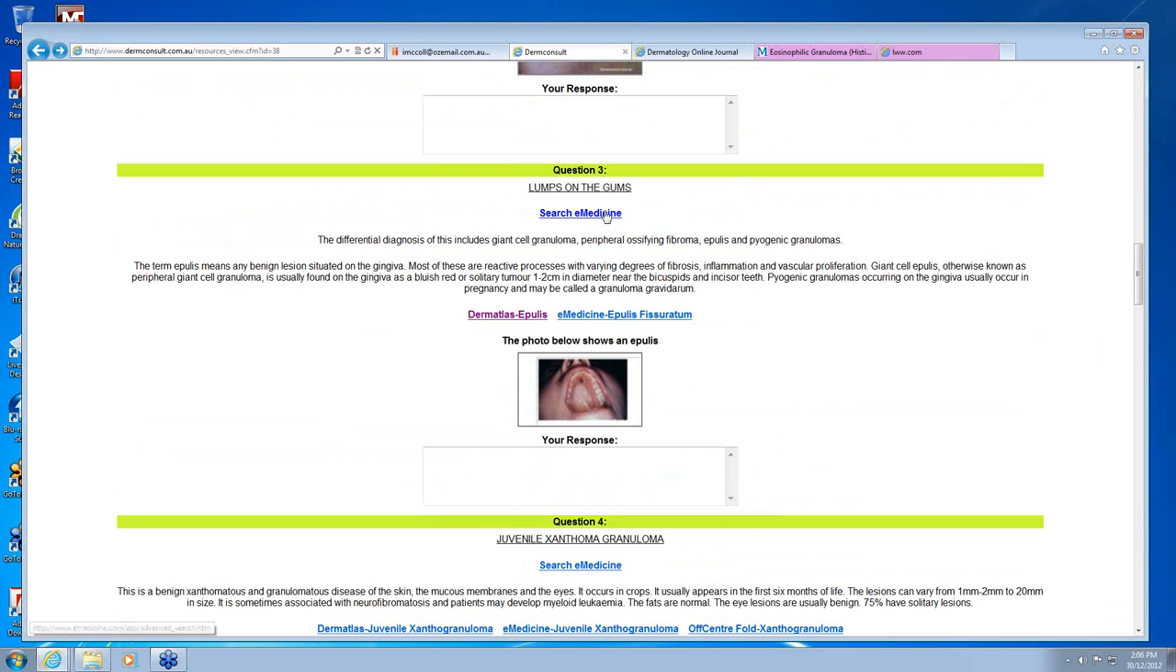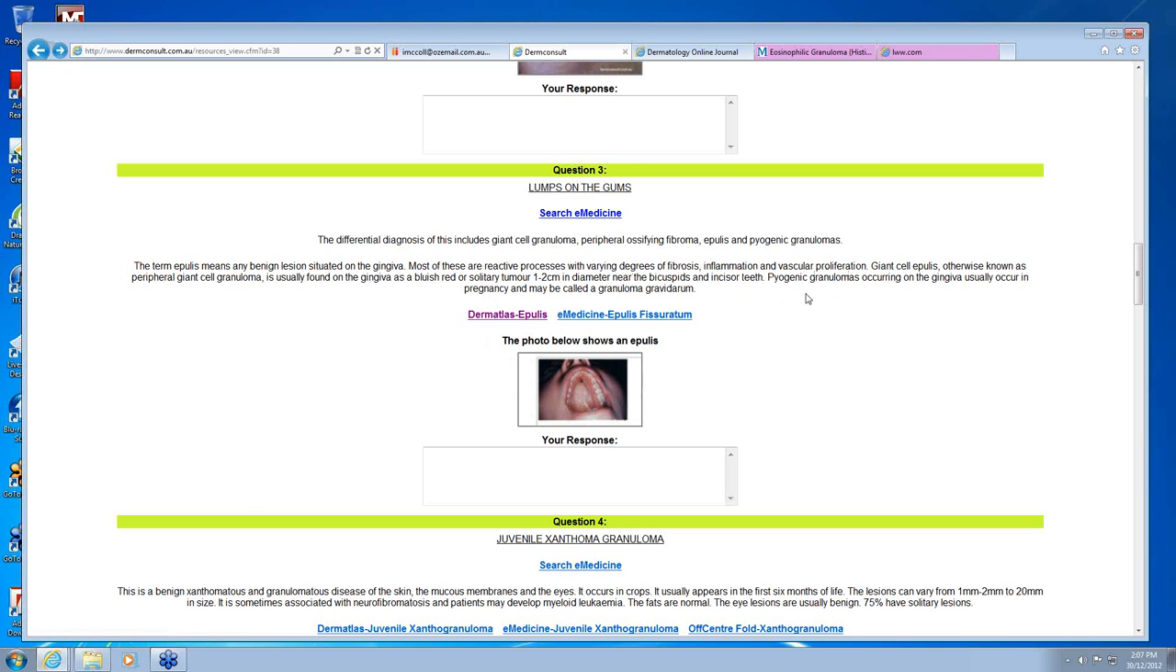Okay, lumps in the gums. We don't see a lot of that. We don't see a lot of oral lesions. But I've said to you the differential diagnosis includes giant cell granuloma, peripheral ossifying fibroma, and epulis and pyogenic granulomas. Let's look at epulis. It's usually any benign lesion situated in the gingiva, but you can get them as congenital, and they can be acquired. Most of these are reactive processes with varying degrees of fibrosis, inflammation, and vascular proliferation.